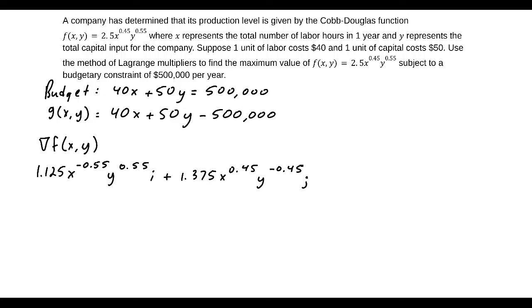And this will, as I said earlier, be equal to lambda multiplied by the gradient of g of x y. So this will be equal to lambda, open parentheses, 40i plus 50j, close parentheses. Now, often it's a good idea to set the coefficients of i and j equal to one another, and then isolate lambda in each of those equations.